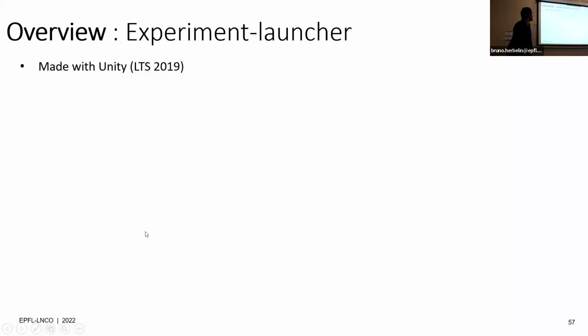Okay, and now we are going through the experiment launcher. It's almost done. The Unity version used is the LTS 2019 as a base. It is to generate the experiment at runtime. Each time we click on load, it will erase everything and reload from the XML file.